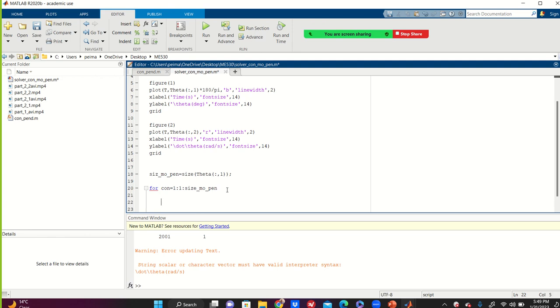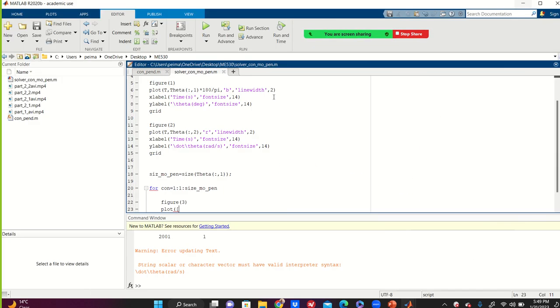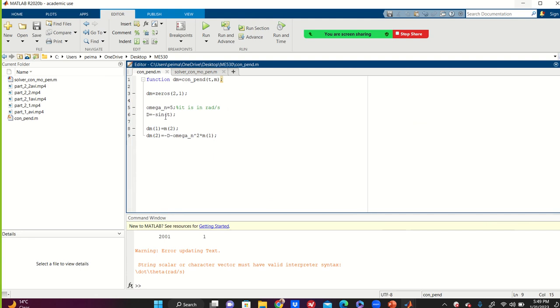Bear with me. Figure 3. I'm going to show how. Plot. Okay, guys, look at here. I'm going to implement whatever I taught you here in MATLAB exactly as I typed here. So x is the base motion. What was the base motion? Sine of t. That's right. Look at here, base motion was sine of t.